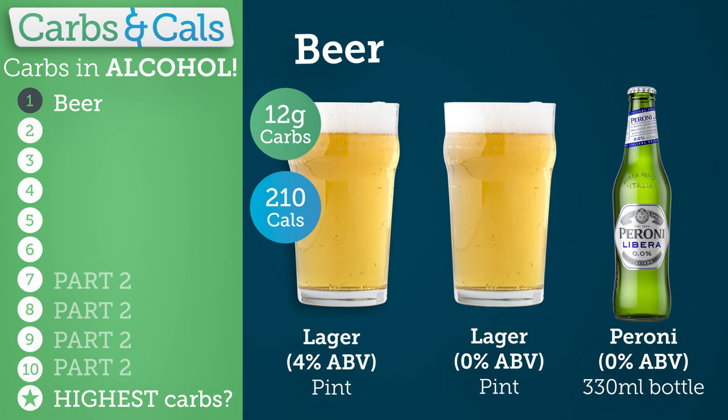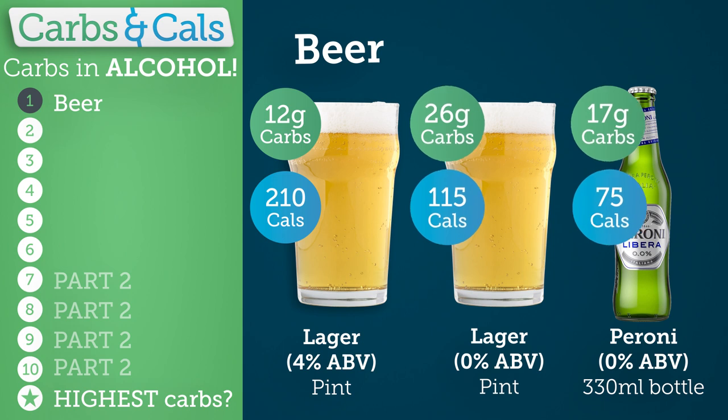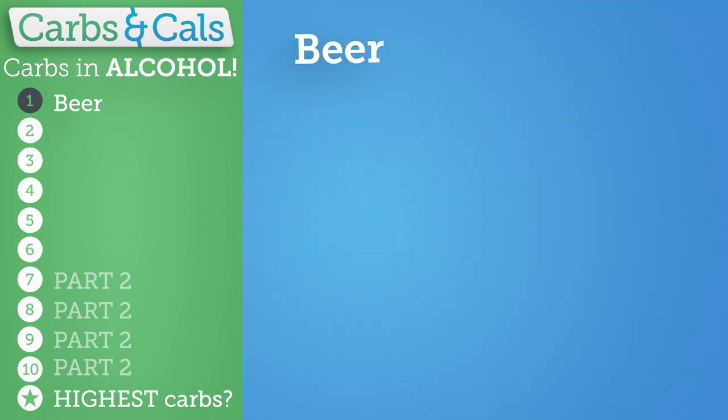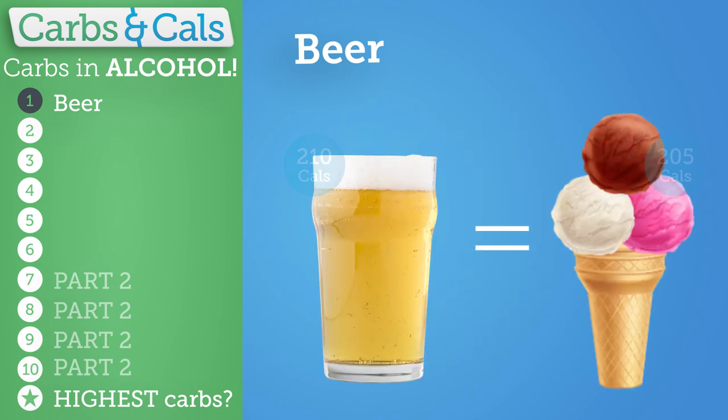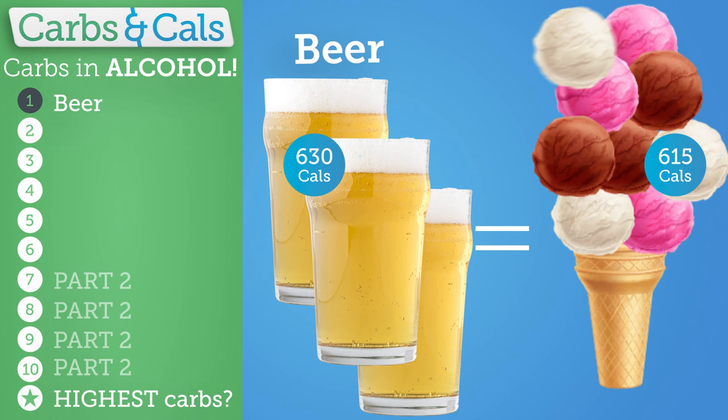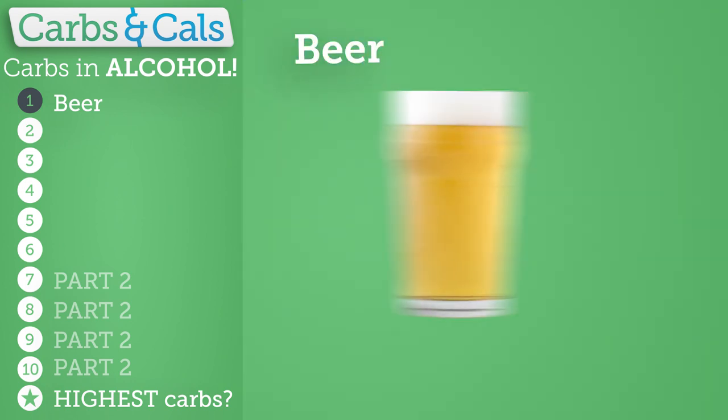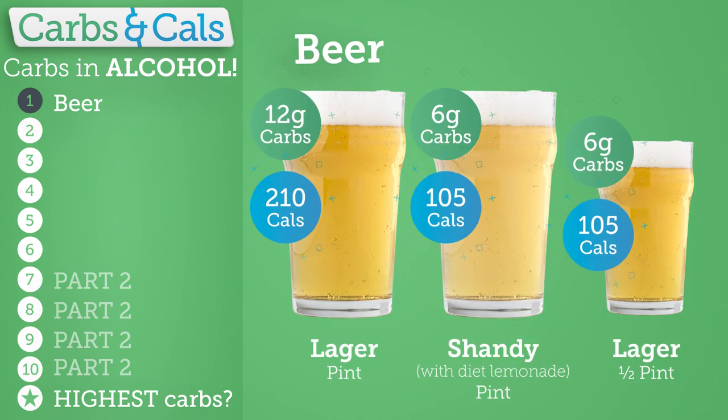There is now a wide selection of alcohol-free beer available too. These tend to have a higher carb content per pint than the alcoholic equivalent, but are lower in calories as they don't contain alcohol. Did you know that a pint of lager has similar calories to 3 scoops of ice cream? You can see how the calories can easily mount up. Choosing half pints or a pint of shandy made with diet lemonade halves the calories of a full pint.